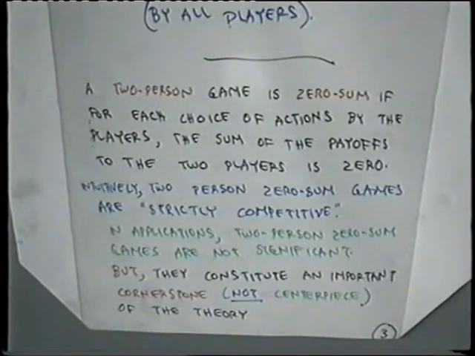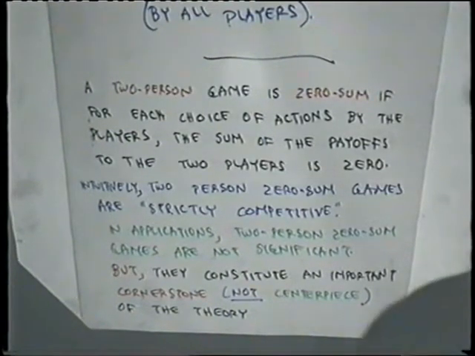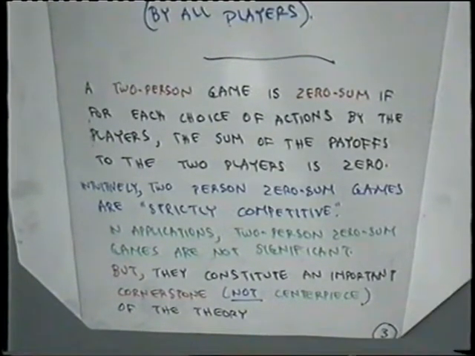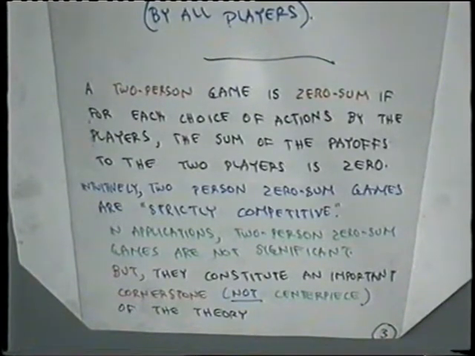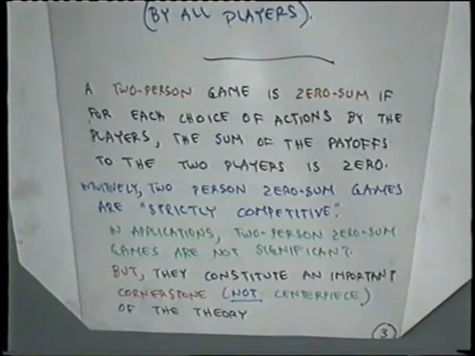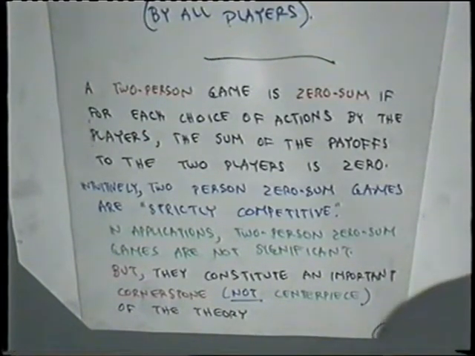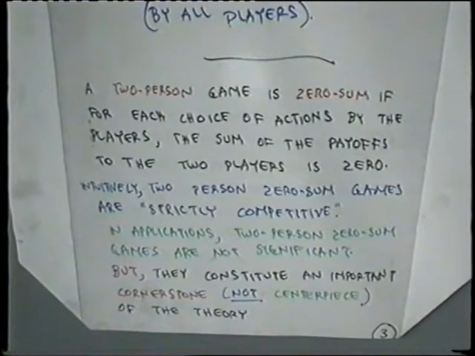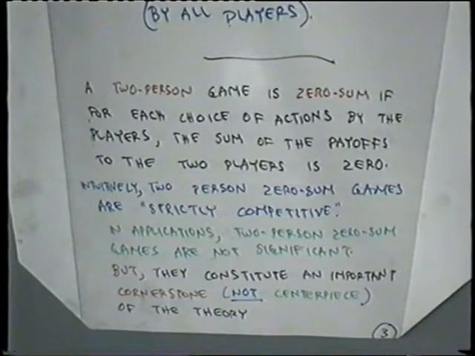And there's a specific kind of game which is rather important in the theory. It's called a two-person zero-sum game, and a two-person game is called zero-sum if for each choice of actions by the players, the sum of the payoffs of the two players is 0. Now, it wouldn't matter if the sum were 1 or 10 or whatever. It has to be constant, which means that whatever one loses, the other gains. Whatever one gains, the other loses. It's a strictly competitive situation. There is nothing going for cooperation. There's no point in the players cooperating because of this structure.